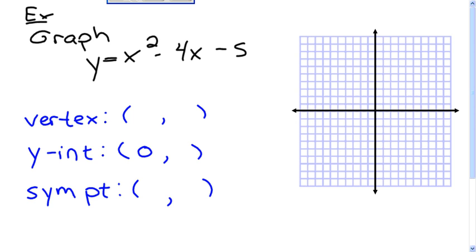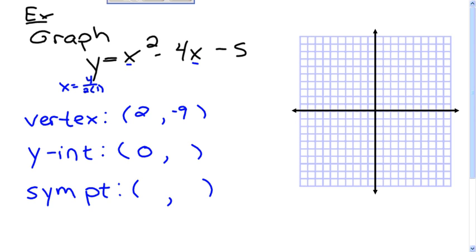So finding your vertex, since it's in standard form, it's the opposite of b over 2a. The opposite of b over 2a in this case gives me positive 4 over 2 times 1. So my x value of my vertex is 2. Substitute the 2 back in for each of your x values. Do the multiplication, subtraction, and you get negative 9 for your vertex. So my vertex is (2, -9).